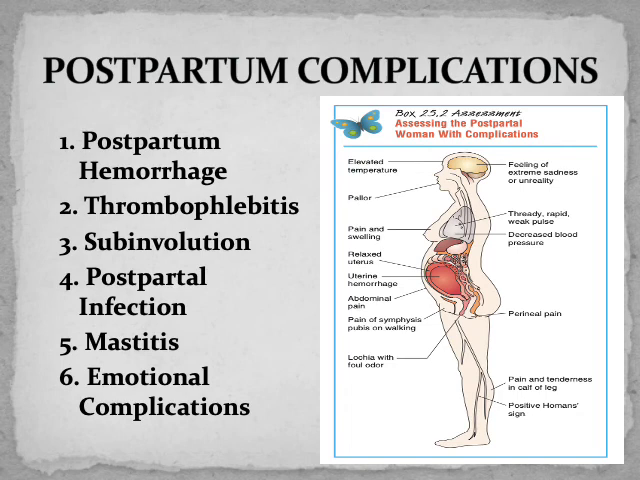You will see in the photo in the box the different assessment findings when checking for complications in a postpartum woman. And these are elevated temperature, pallor, there is pain and swelling of the breast, the uterus is relaxed and not firm, hemorrhage, abdominal pain, pain in the area of the symphysis pubis, especially when walking, the lochia with a very foul odor, and perineal pain.